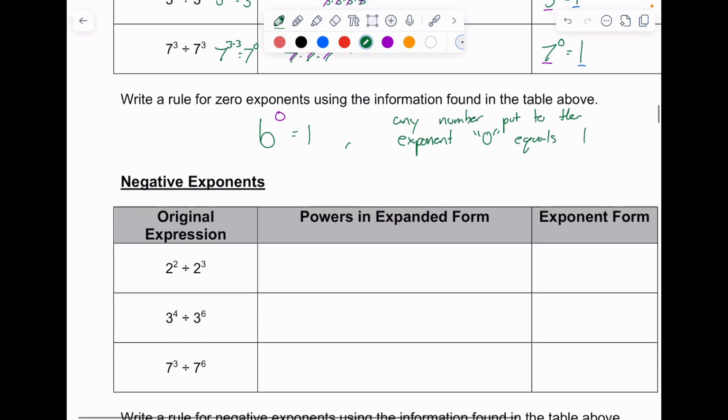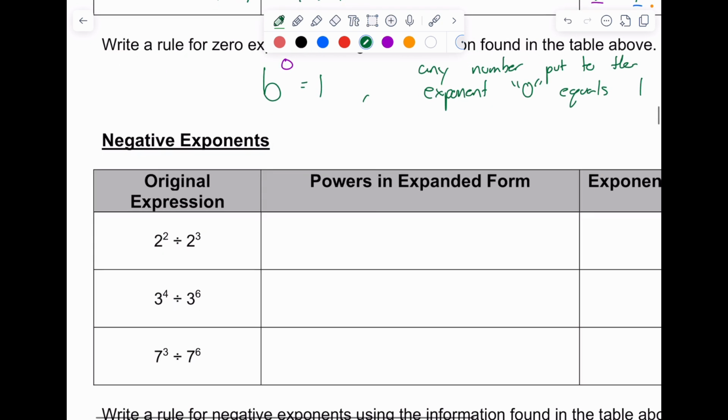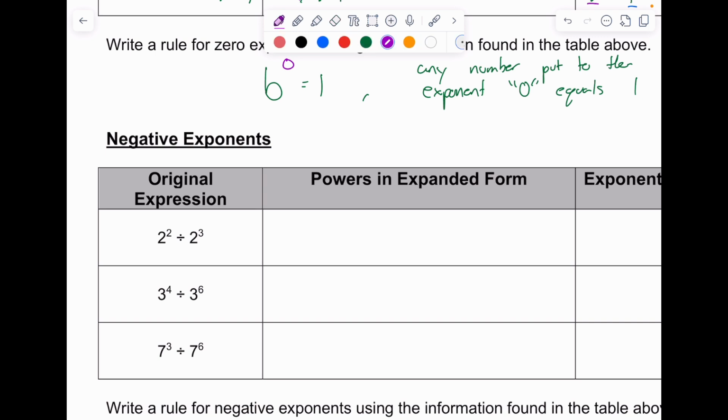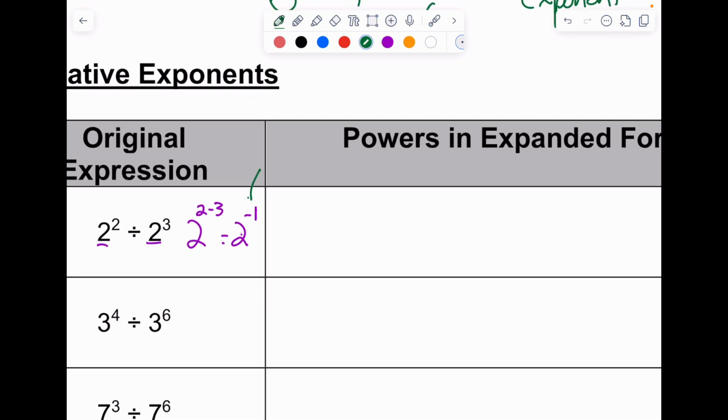All right, let's explore negative exponents now. Again, the second focus of today's lesson. Using our quotient rule again, we have the base 2, so we have 2 to the 2 divided by 2 to the 3, so you take away 3. 2 take away 3 ends up being 2 to the negative 1. This is something we haven't seen before. How do you deal with a negative exponent?